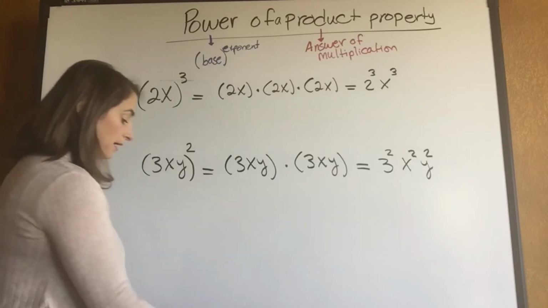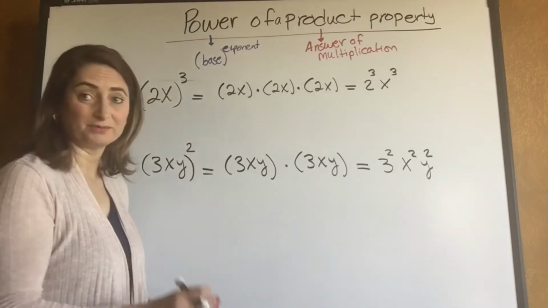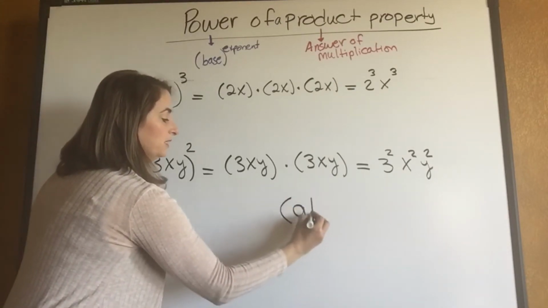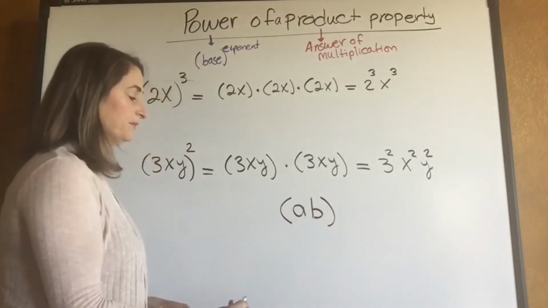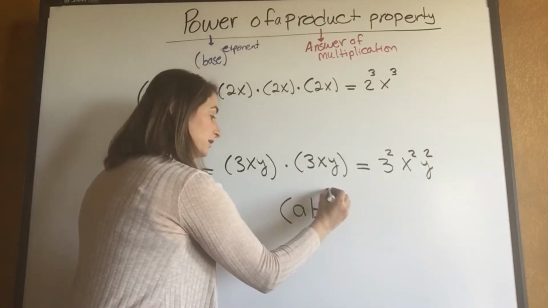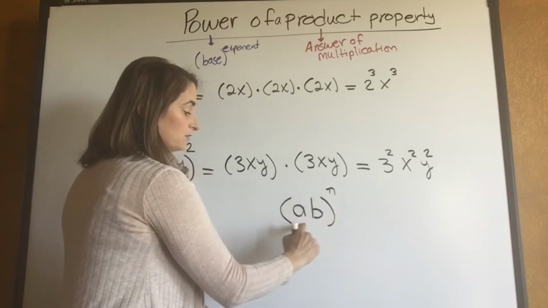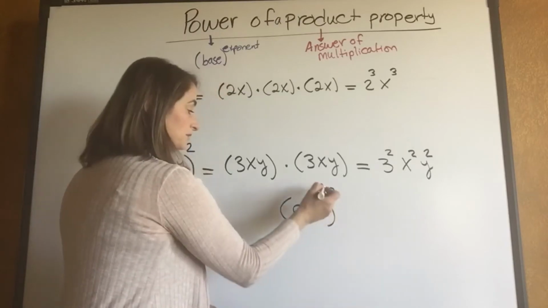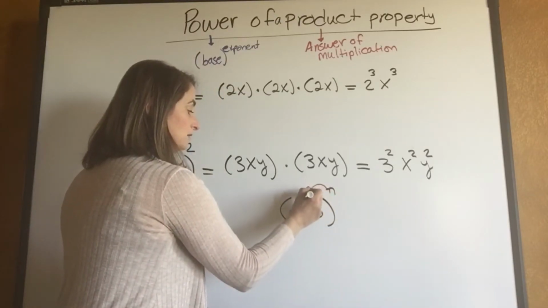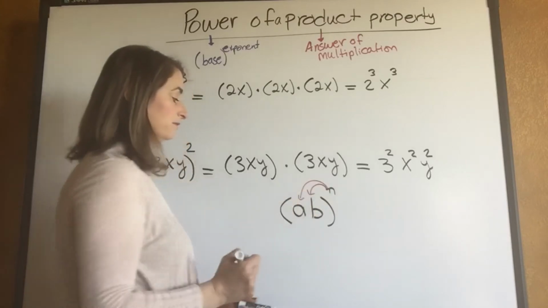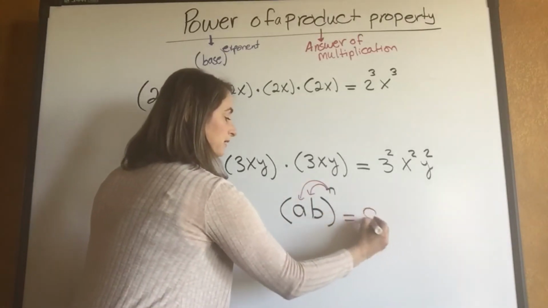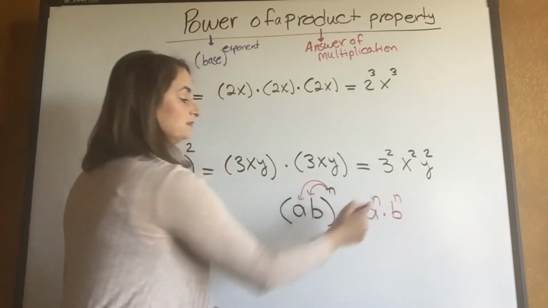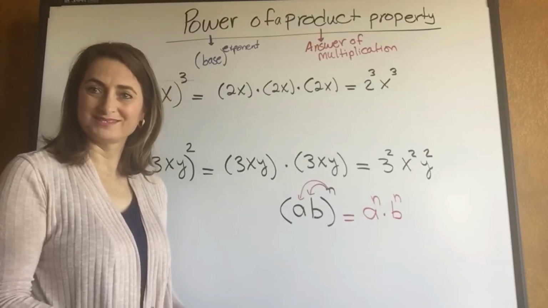So the power of a product property states if you have 2 factors, a and b, and you're trying to multiply them, then you need the power of those 2 factors. All you have to do is distribute that exponent on top to both factors. So you end up with a to the power of n times b to the power of n. So both factors have the same exponent.